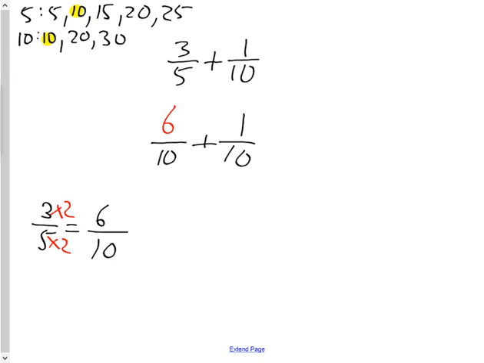So once we have those common denominators, 3/5 plus 1/10 becomes 6/10 plus 1/10. Same thing as the last questions. Keep your denominator and add your numerators, and you get the final answer of 7/10.